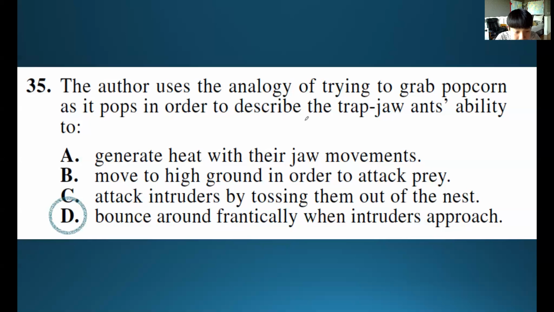So what's the answer? Well, they bounce around frantically when intruders approach. Even if they're not biting the intruders, with their trap jaws, they boing, boing, boing, and bounce around. So it's really hard to catch them. This is actually a pretty easy one, because they tell you they're talking about the popcorn part of the story. If you read the story closely, you'll know which lines those are on, and then you can go and read more.